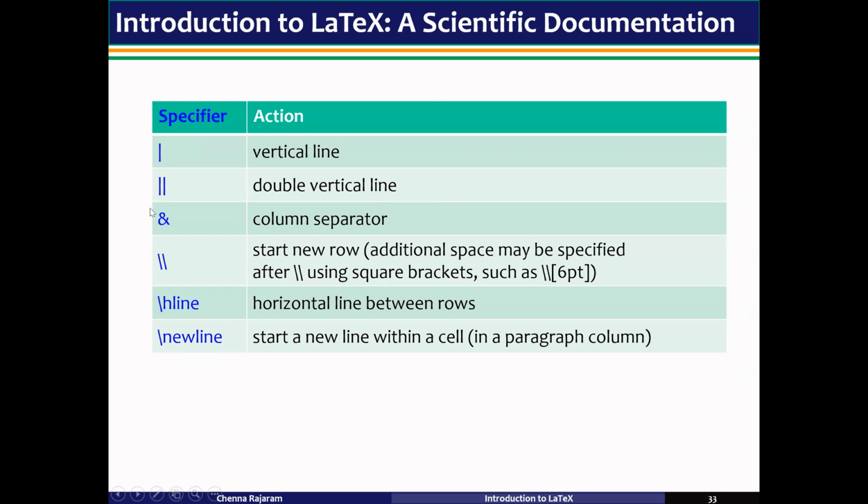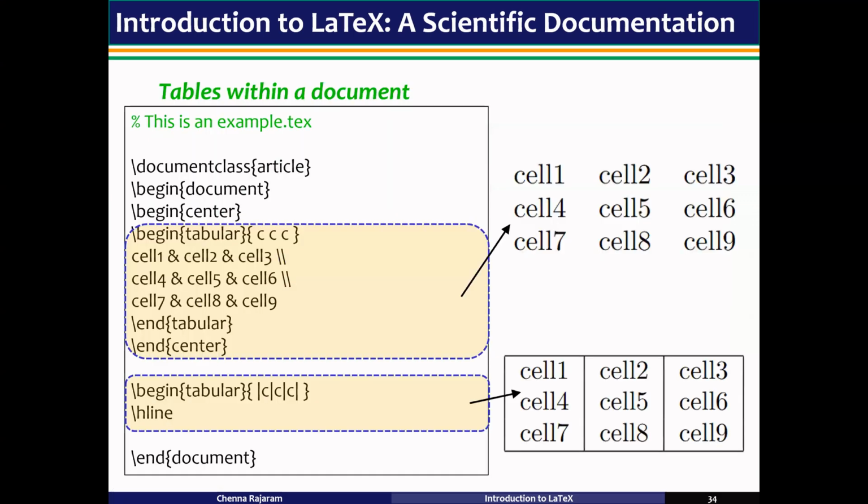So remember, while writing the tabular columns, each and every cell is differentiated with the ampersand symbol, and for every row. Now you can see here these are the various types of the tabular columns.